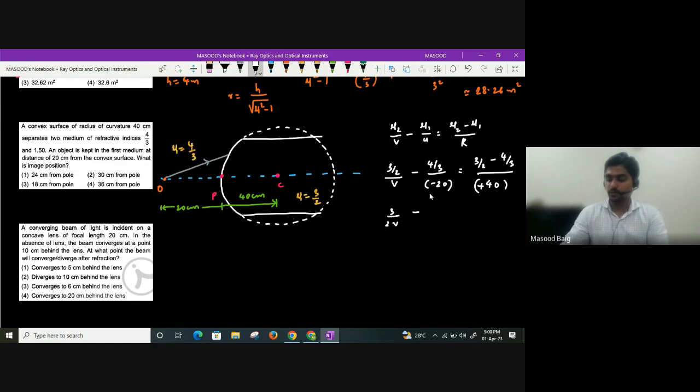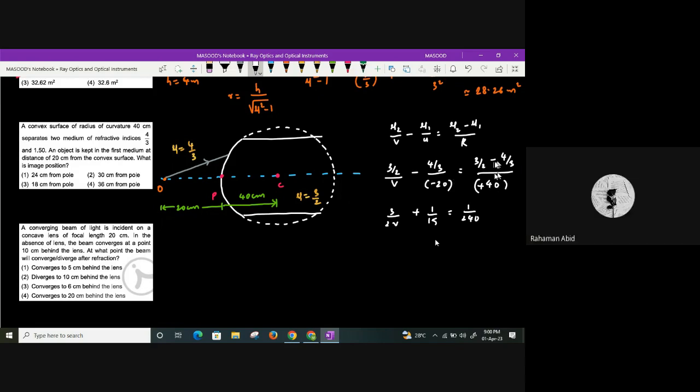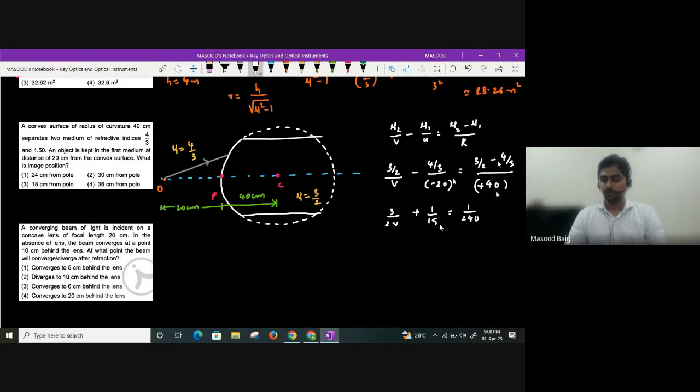So 3 by 2V, this you will get as 4 ones are 4, 5 threes are 15. So you'll get it as 1 by 15. I think this will be 9 minus 8. You'll get it as 1 by 6, I guess. Yes or no? 1 by 6 means 1 by 240 you will get. So can you solve this question? 9 minus 8 is 1 by 6. 1 by 240 you are going to get, guys. Or if you want, you can keep it as it is. You can write it as 4 by 60.